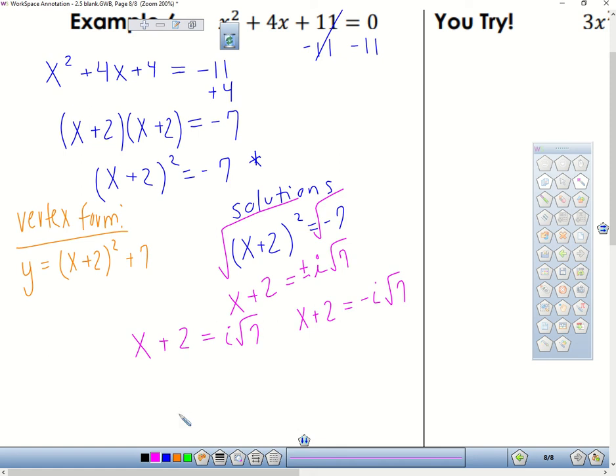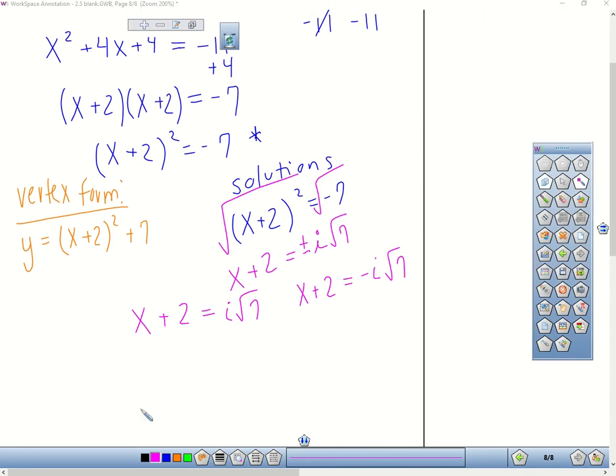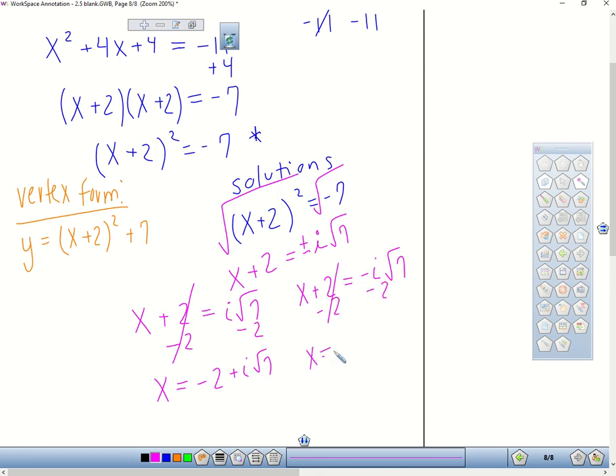The other ones didn't have any negative square roots. So then from here, we would subtract 2 on both sides, and we get x equals negative 2 plus i square root 7. And over here we would get x equals negative 2 minus i square root 7. And these would be your two solutions.